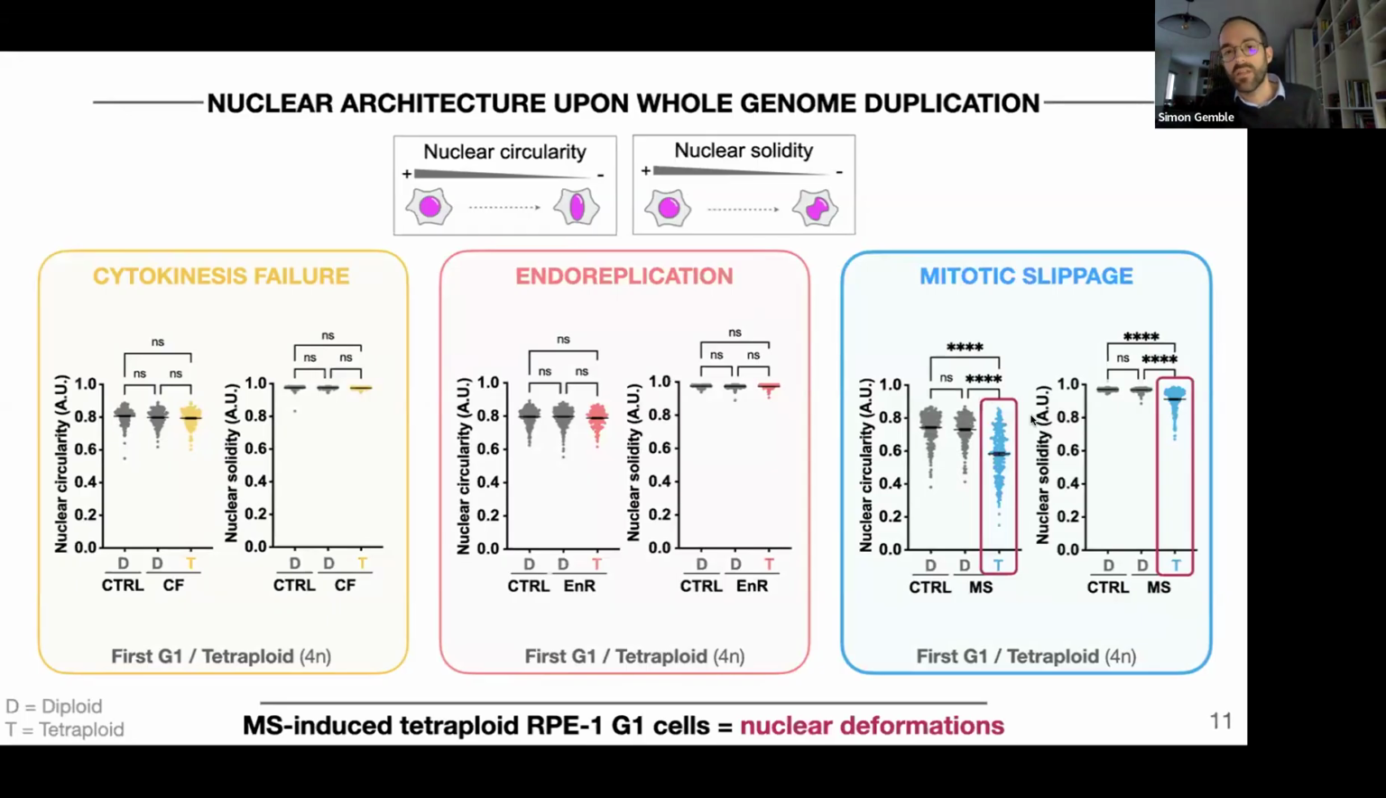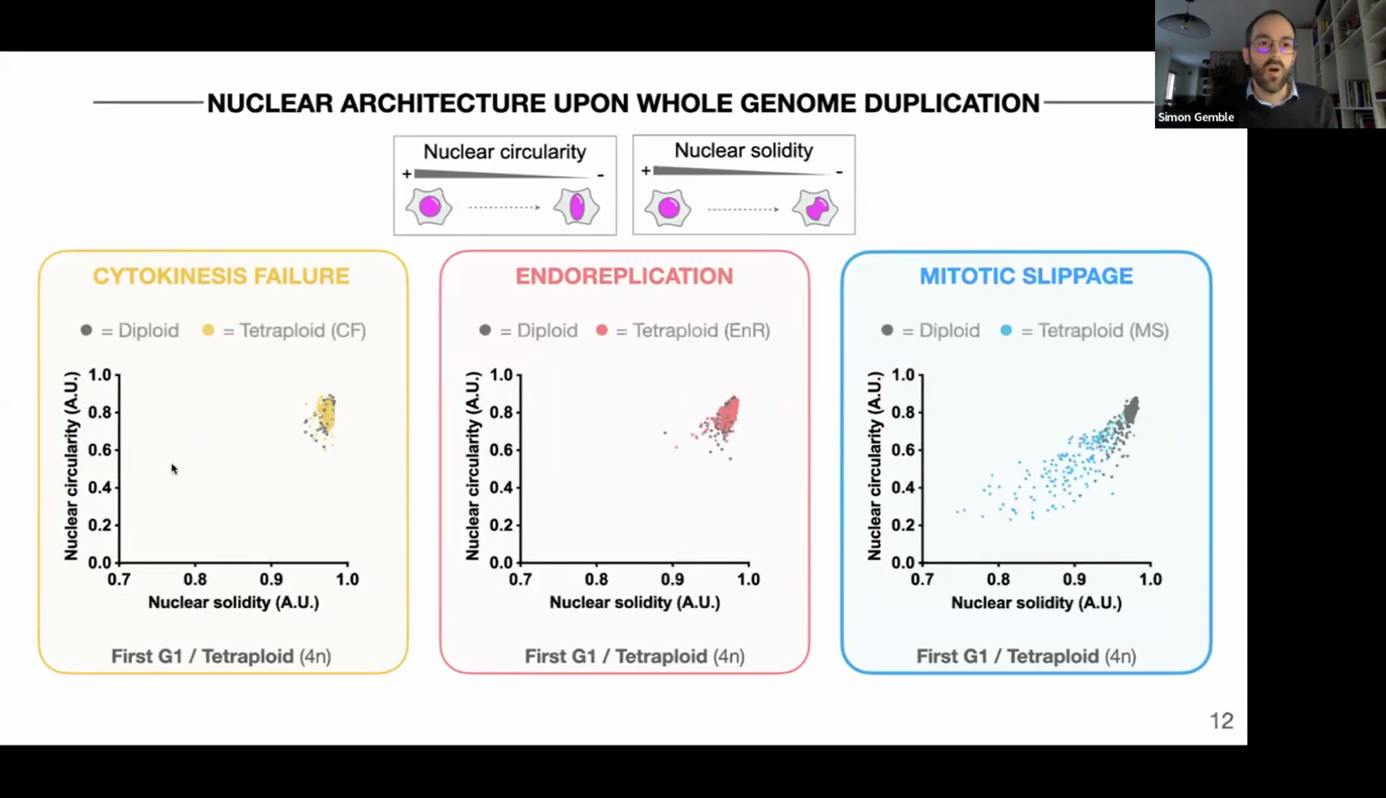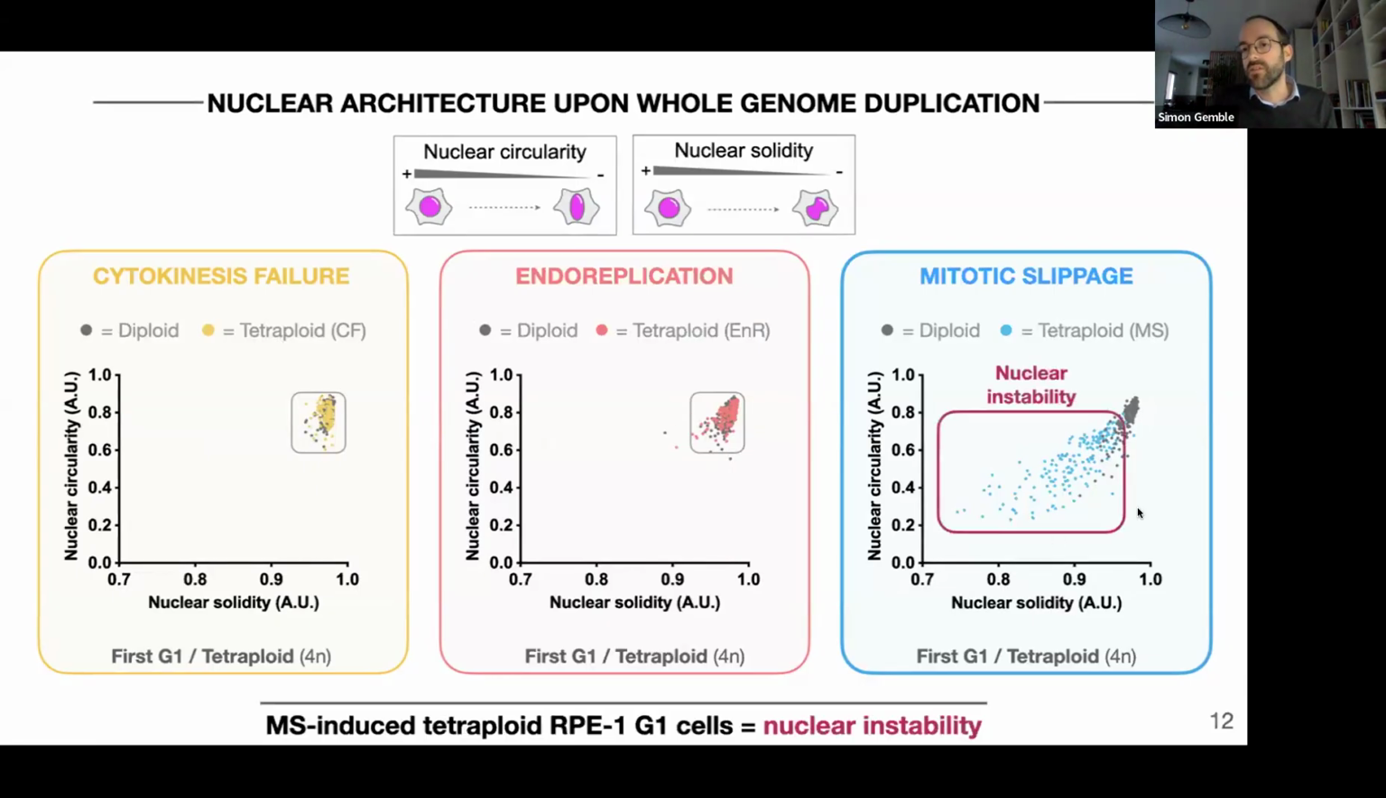And to have an idea of what happens in terms of cell population, we decided to plot the nuclear circularity with nuclear solidity. And so upon cytokinesis failure and endoreplication, it looked like this. So the two populations of cells, diploid and tetraploid cells, are very close to one because there is no nuclear deformation, and they are very similar, meaning diploid and tetraploid cells have the same nuclear architecture. However, upon mitotic slippage, I think you can appreciate the difference over here.